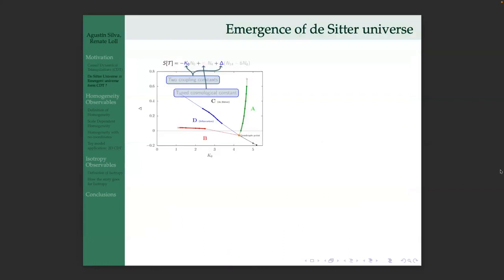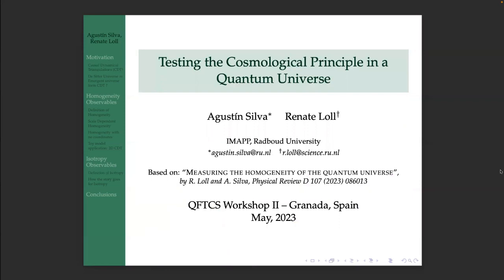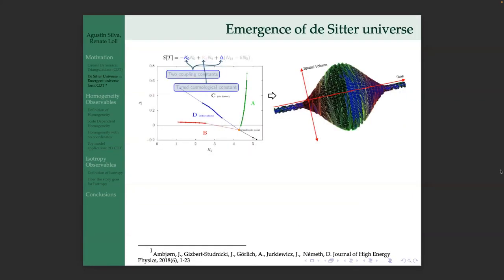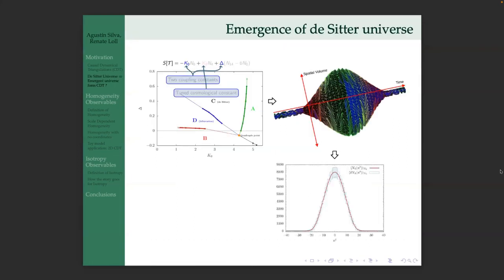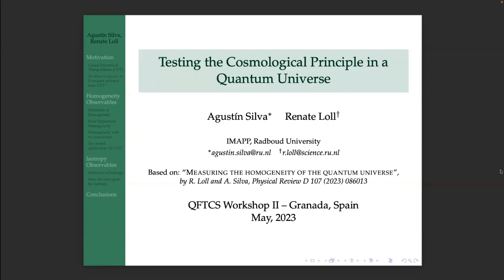And why do we want to study these spacetimes? Well, because there is a beautiful property of this theory: in its parameter space, there is a region called the de Sitter phase, where all these very non-trivial geometries conspire to give rise to an emergent universe that has the beautiful property that its spatial volume as a function of the proper time fits perfectly a cosine cubed law. Now, as Renate said, this is a de Sitter-like universe that comes out of the path integral without any symmetry assumptions.